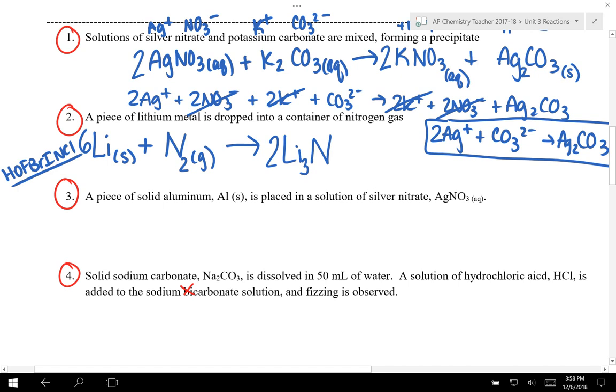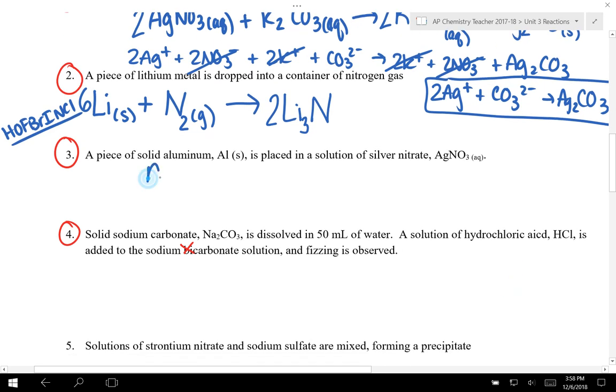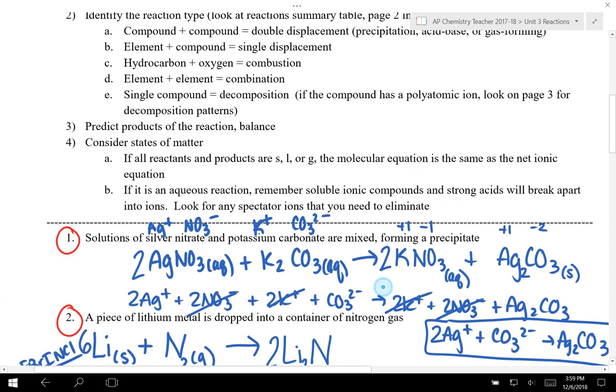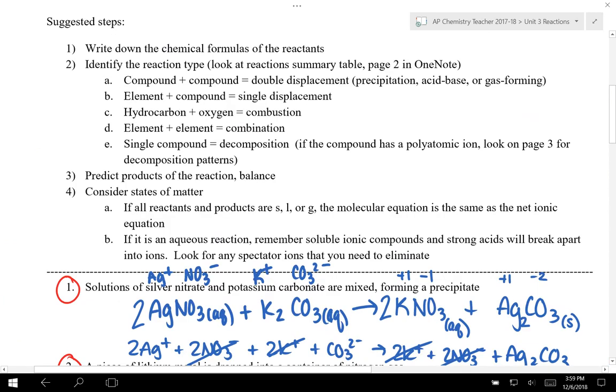All right, my next one. I've got a piece of solid aluminum in with some silver nitrate. So if I try to look at my reaction patterns, I've got an element and a compound. So that looks like element plus compound. That looks like a single displacement.